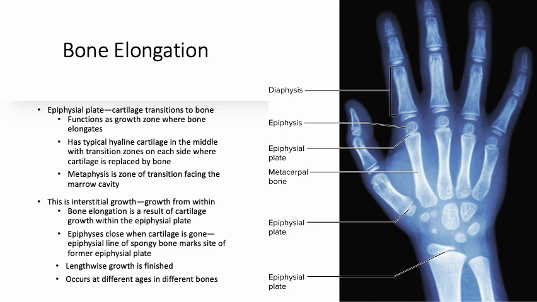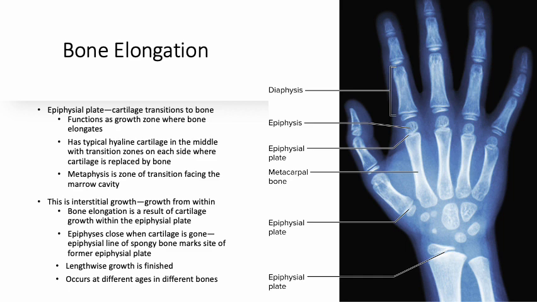So if you look at this image here, down in the wrist, you can see where the radius meets the first wrist bone, the scaphoid. There's a plate in between. It's like a gap. That is an epiphyseal plate. That's a growth plate. The wider or bigger that opening is, the more time that child has to grow. So it functions as the growth zone where bone elongates.